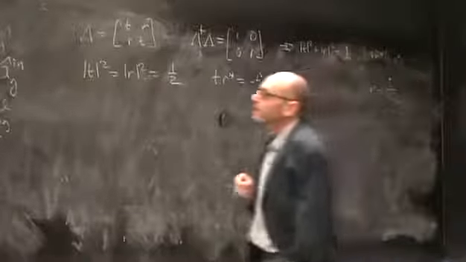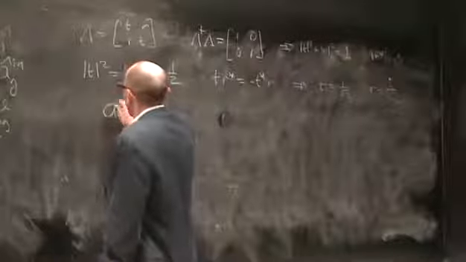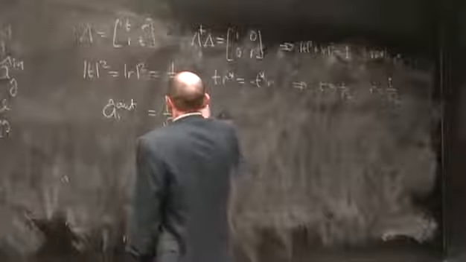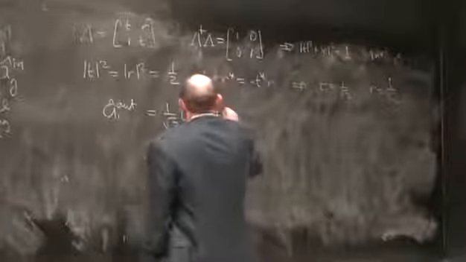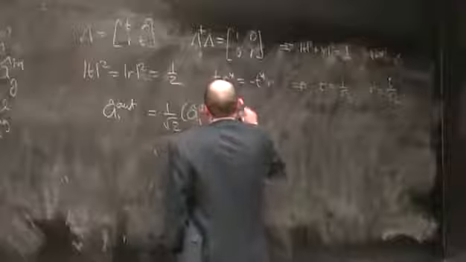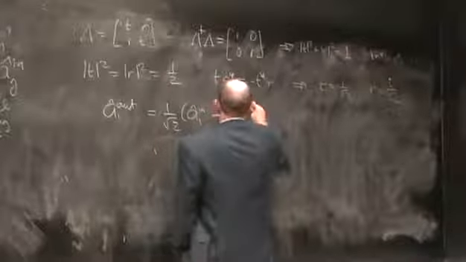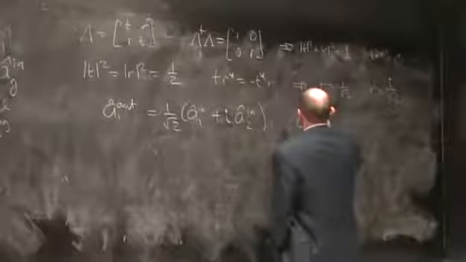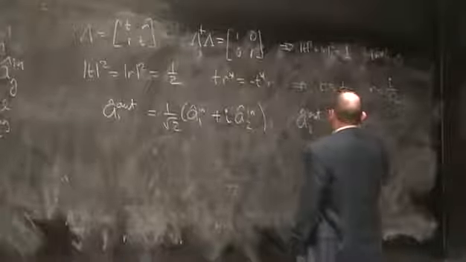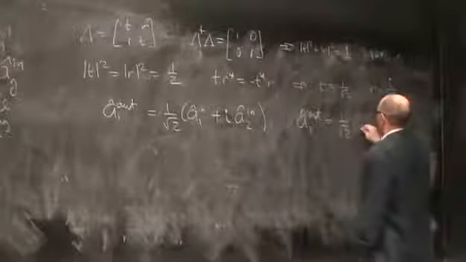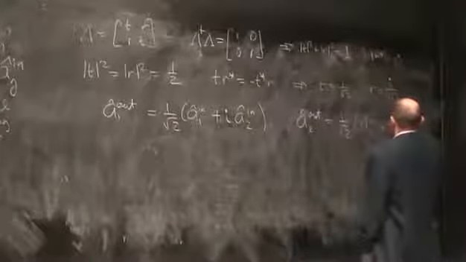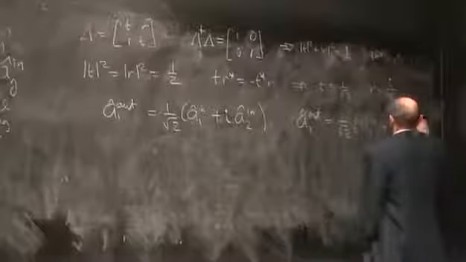So that tells me that A1 out is equal to 1 over root 2 (A1 in plus i A2 in), and A2 out is equal to 1 over root 2 (A2 in plus i A1 in).